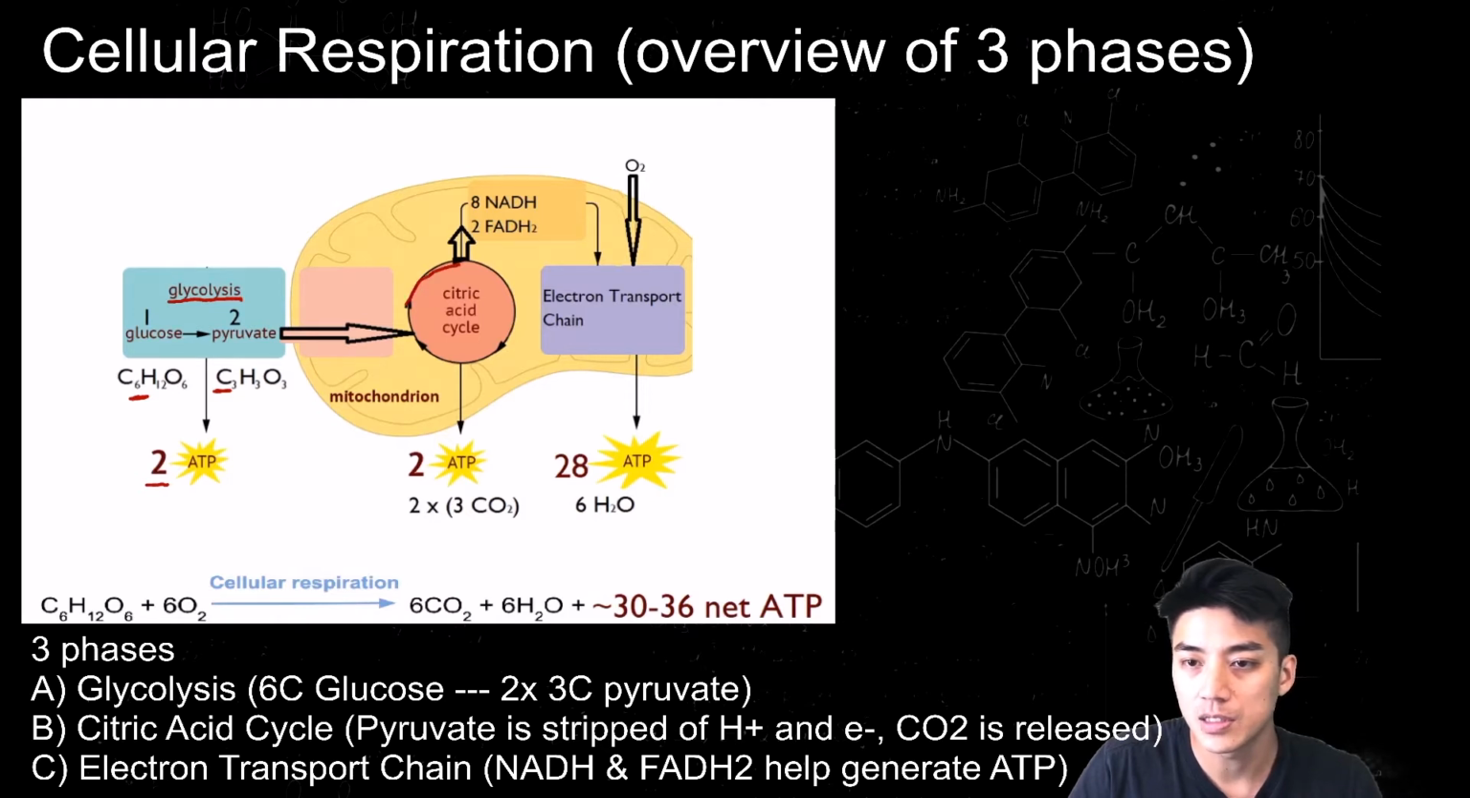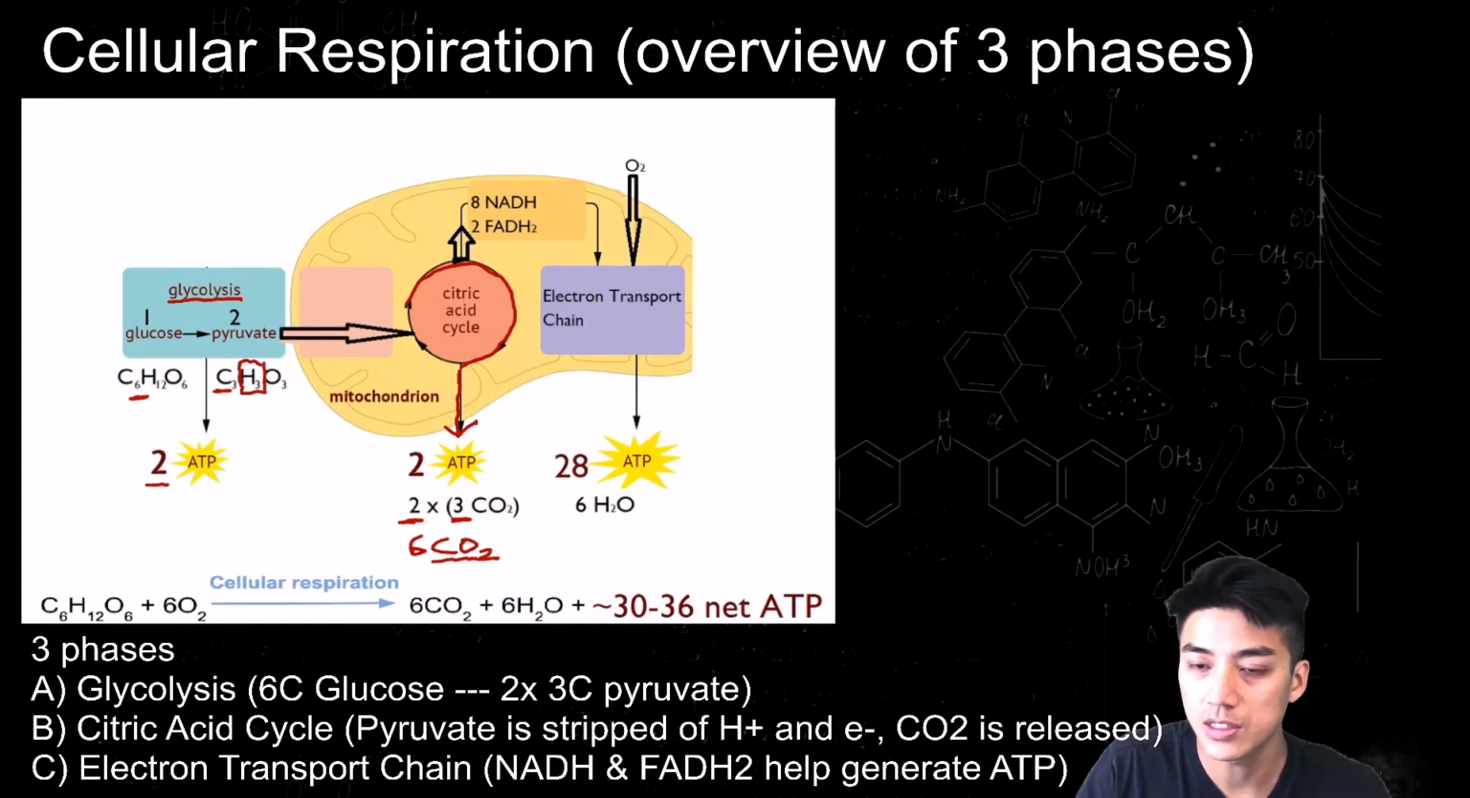Next, what happens is the pyruvate then enters the mitochondria, and it undergoes something known as the citric acid cycle. 2 ATP are produced in this process. And if you look at the formulas carefully, you'll see that 2 pyruvates will produce 6 carbon dioxides as byproducts. So again, pyruvate has the formula C3H3O3, and when it enters the citric acid cycle, its hydrogens and its electrons get stripped.